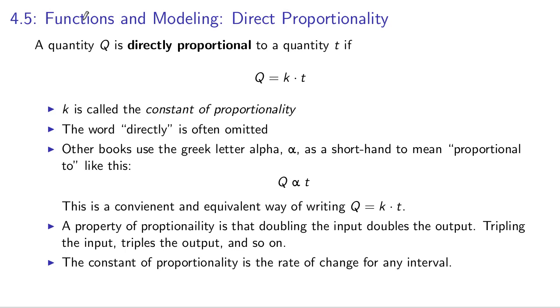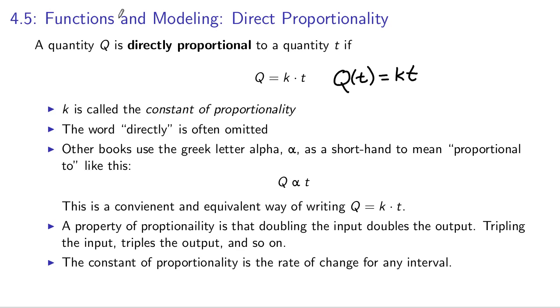A quantity is directly proportional to another quantity if quantity 1 is equal to some constant times the other quantity. And we can write this mathematically as Q equals the constant K times T. We call K the constant of proportionality. And again, it's constant with respect to T. We could write this with function notation a little bit more explicitly like this. And often we'll see the dot omitted.